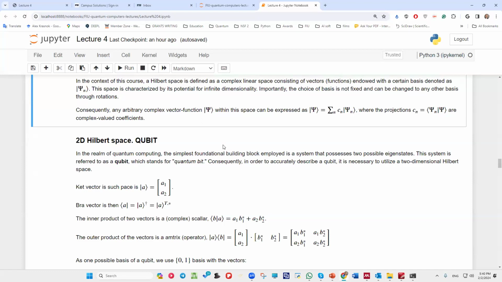In quantum computing, we usually truncate the Hilbert space to the number dimension of 2, and use this concept as a building block. This building block is called a qubit, or quantum bit.